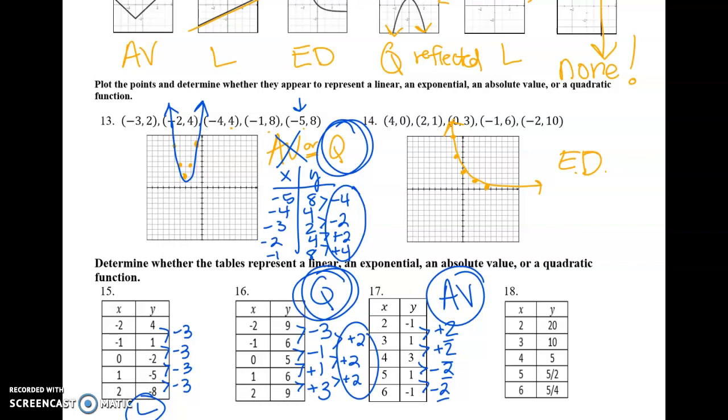And 18, 20, 10, 5, I'm cutting these in half. Remember, you must use multiplication. You can't use division or it won't work. So since we're cutting it in half, this is an exponential decay.